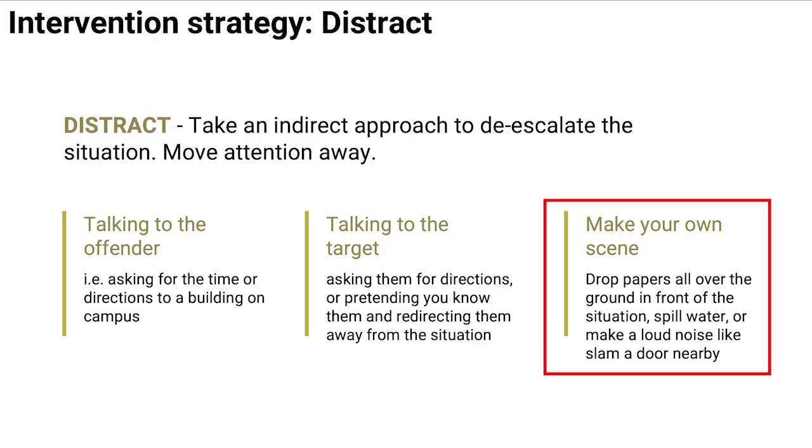Or distract by making your own scene to deflect attention away from the person being targeted. Drop a tool on the ground in front of the situation, spill water, or make a loud noise like slam a door nearby. Humor is another example of a possible distraction to employ. While humor can most certainly be used to break tension, it's very important that the inappropriate behavior still be called out right afterwards, so it doesn't become just a joke.